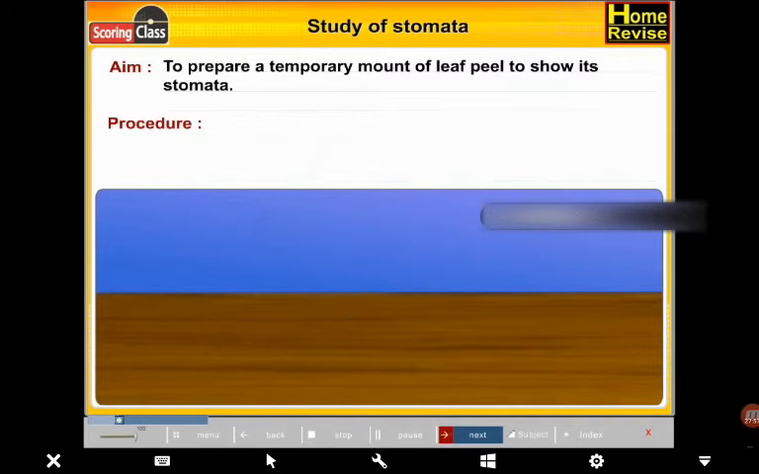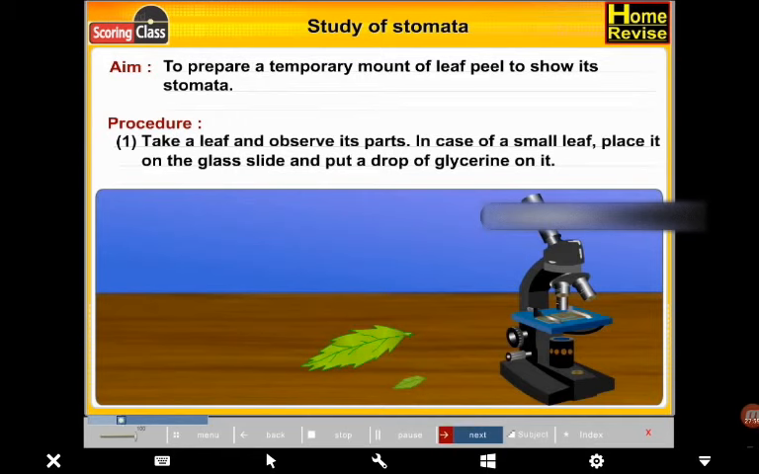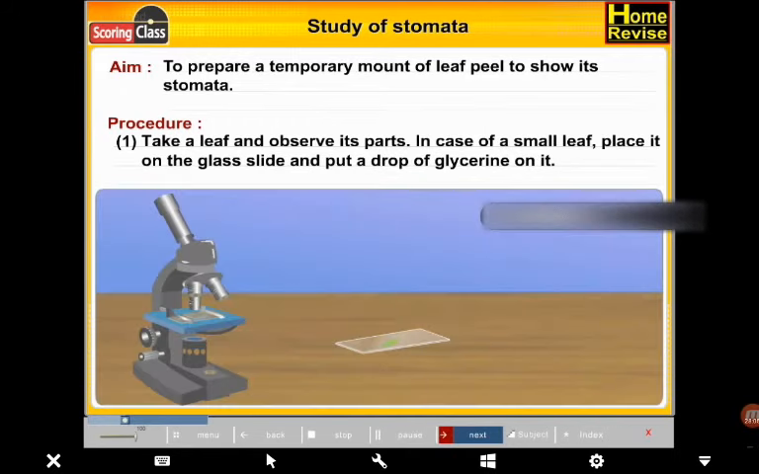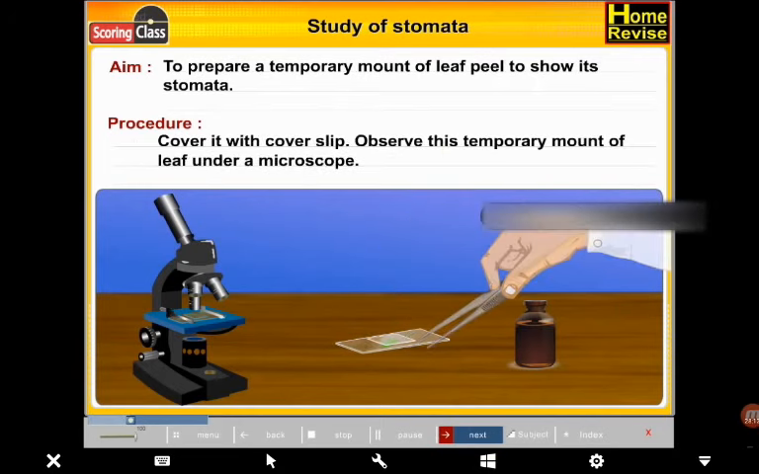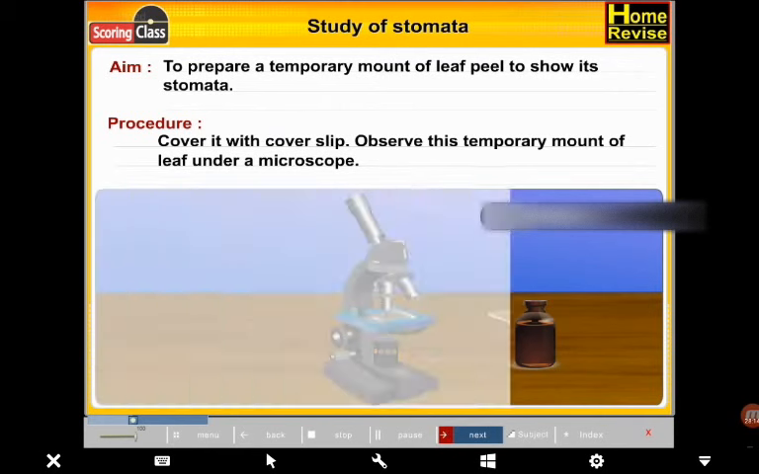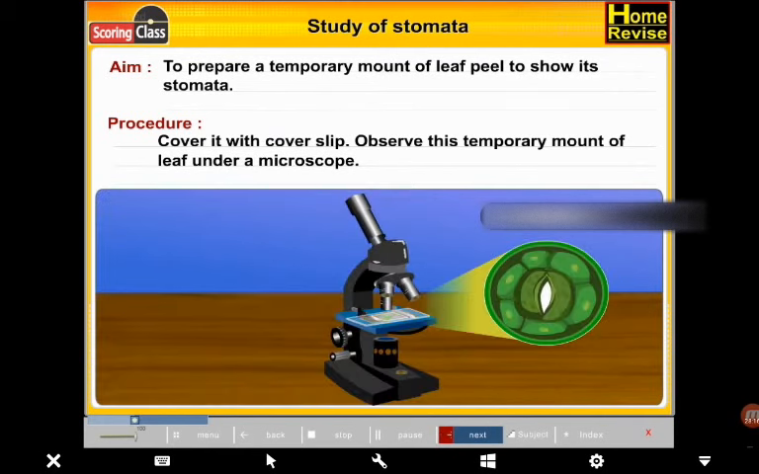Procedure: take a leaf and observe its parts. In case of a small leaf, place it on a glass slide and put a drop of glycerin on it. Cover it with a cover slip. Observe this temporary mount of leaf under a microscope.